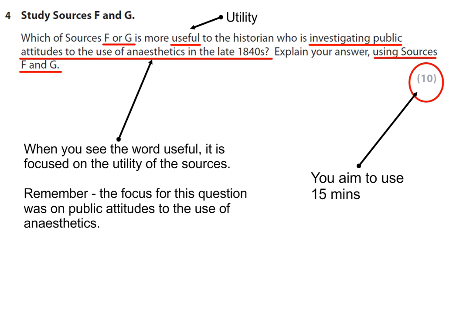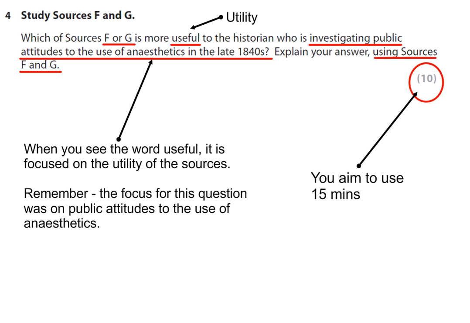Question 4 is simply about utility. It'll identify two sources to compare and give you a focus. Be aware of the focus. Here it's investigating public attitudes to anaesthetics in the 1840s, so you have to bear that in mind whilst answering your question. You have 10 marks available for this. That would give you approximately 15 minutes, but don't go over. Remember, the big mark question at the end is where you need to be able to score quite a few points.